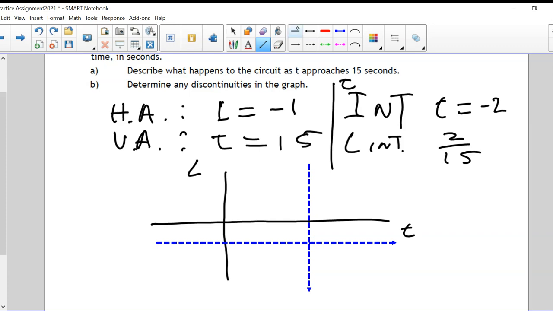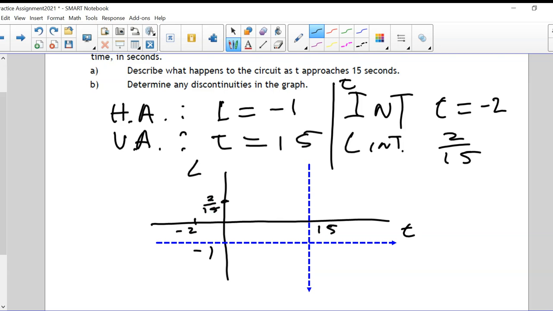So I'm going to label this one here -1 and label this one here +15. The intercept on the T line is at -2, so that's somewhere over here. Intercept on the other function is at 2/15, so that's somewhere up here.